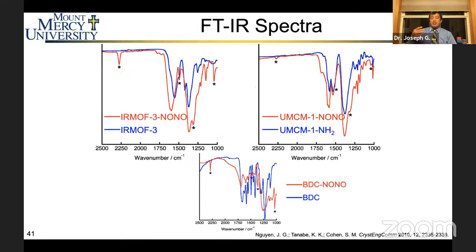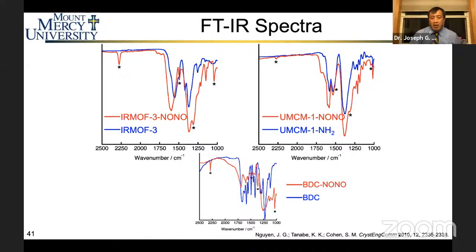And so when we did the IR on it, you can see with the UMCM that this small blip right here, as well as some of these other ones, show you the presence and the formation of the NONOate. And of course, you can see the larger stretching frequencies for the IRMOF. And then the ligand is just showing you the control that is actually reactive.